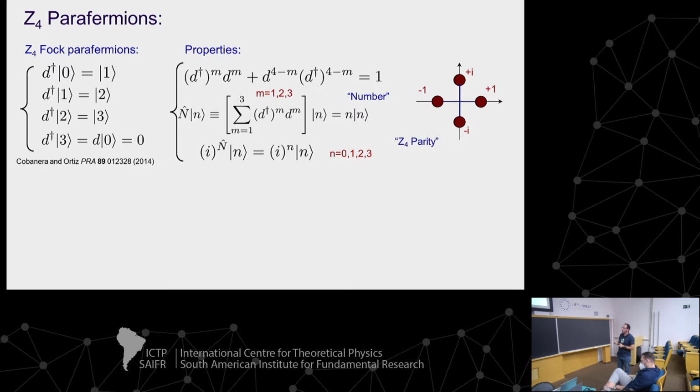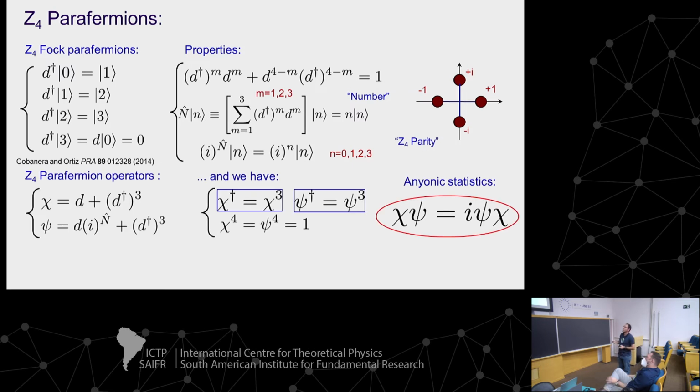Now you can construct the parafermions this way. Your parafermion operators will obey this algebra: if you dagger them, it's equal to the same operator to the third power, and you have two of them. And if you put them to the fourth power, you get 1. So this is already a generalization of your Majorana.